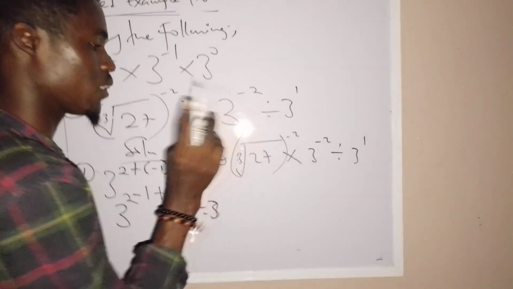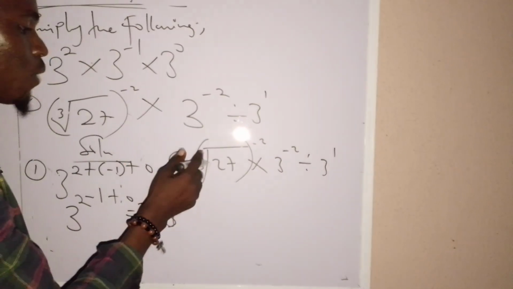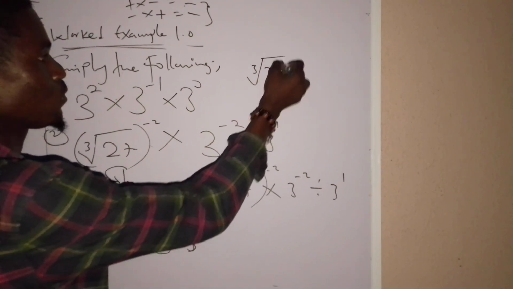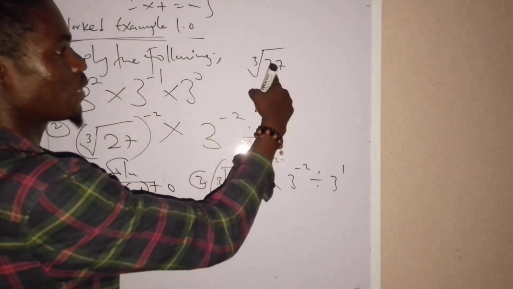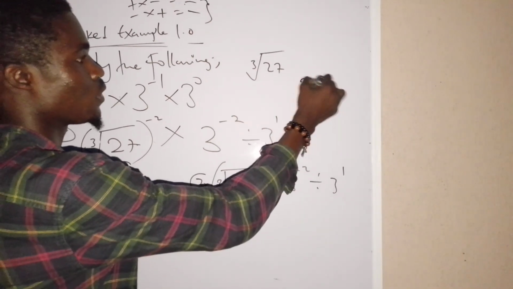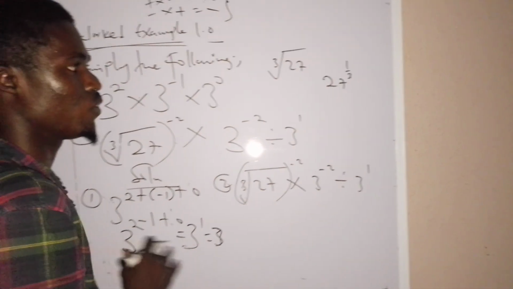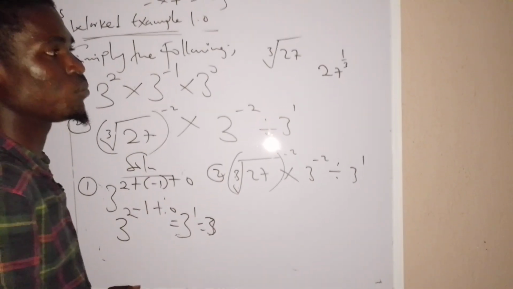I first deal with the bracket, don't stress yourself. So what do you have inside the bracket? If you change this one inside the bracket to index form, I taught you in the beginning of this video, how do you write it? You write it as 27 raised to power 1 over 3. I explained in the beginning of this video. If you don't get it, rewind this video back.